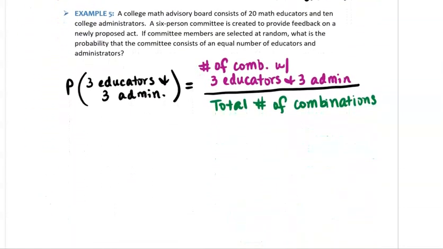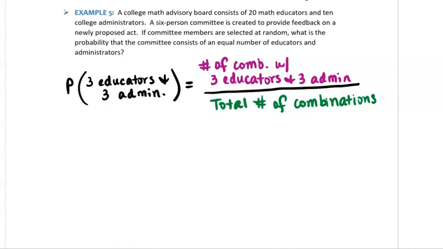Example 5. A college math advisory board consists of 20 math educators and 10 college administrators. A 6-person committee is created to provide feedback on a newly proposed act. If committee members are selected at random, what is the probability that the committee consists of an equal number of educators and administrators? So in other words, if we're selecting 6 people, we would like 3 of them to be educators and 3 of them to be administrators. This is a combination problem because we're selecting people to form a committee. Order does not matter. No person is going to fill more than 1 spot.